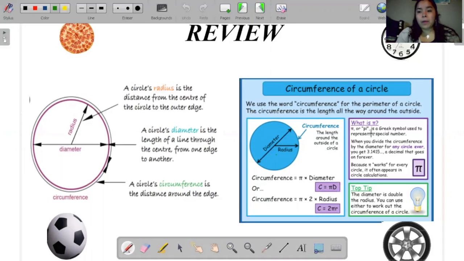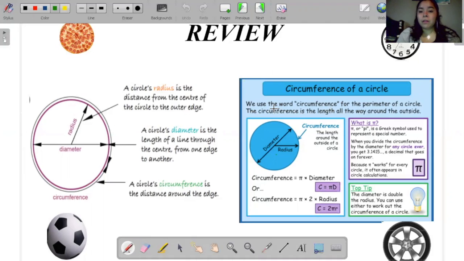We also learned about pi. We know that pi represents a special number, and we can find pi by dividing the circumference of a circle over the diameter. And we also know that pi is approximately 3.14.